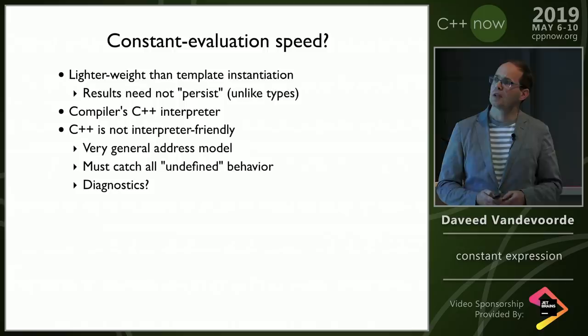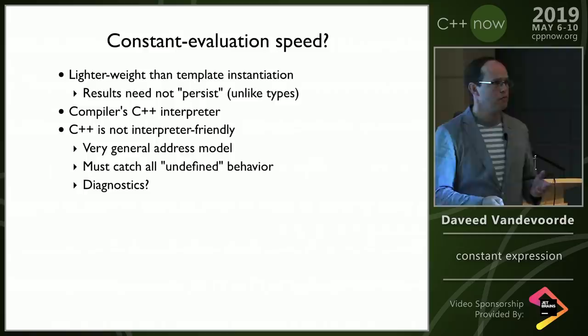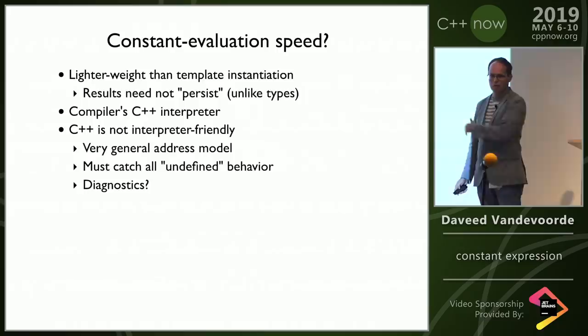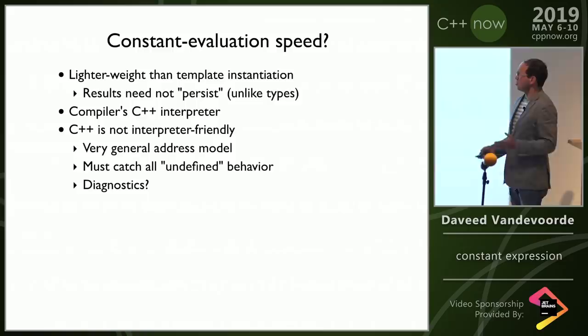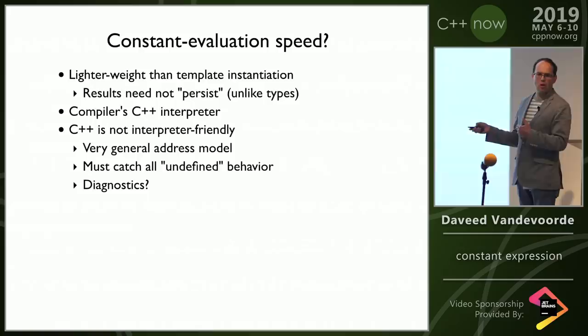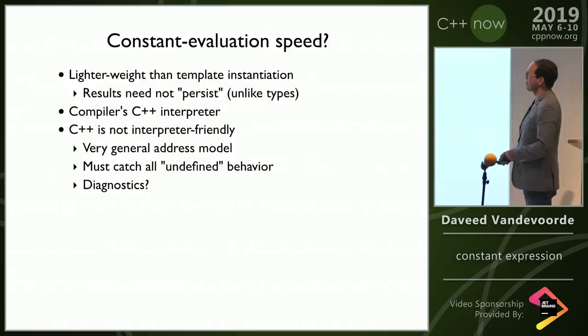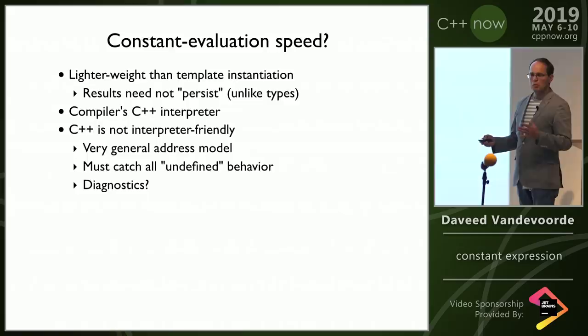in our compilers. But C++ is not actually interpreter friendly, right? The address model, for example: you can have dangling pointers, you can have pointer arithmetic that goes beyond bounds, and in a normal interpreted language, the way you avoid problems is you have a garbage collector and you don't have pointer arithmetic. In fact, you don't have pointers at all exposed to users. But we do, and we have to catch the undefined behavior. And then when things go wrong, you probably also want a nice diagnostic that percolates all the way back to the context where you had it. So all of that puts constraints on the implementation that make it not so easy to do.